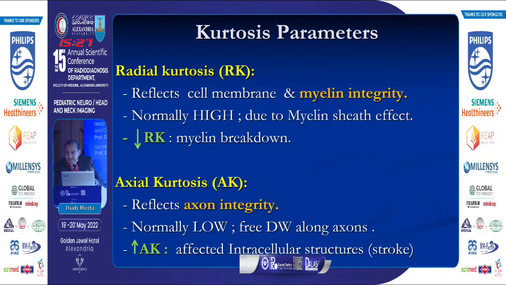In some machines, we can get two other factors called radial kurtosis and axial kurtosis. The radial kurtosis corresponds to myelin integrity. It will decrease in myelin breakdown. Axial kurtosis corresponds to axonal integrity, which will increase in neuronal loss like in stroke.